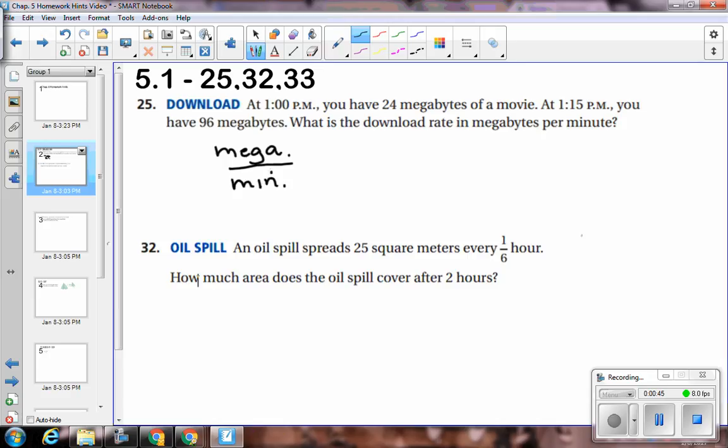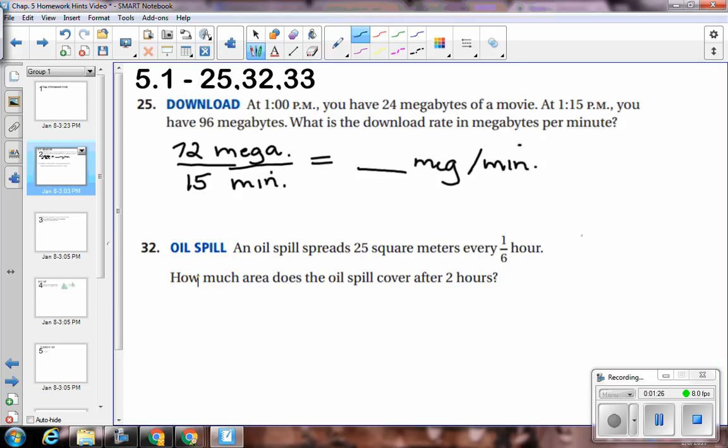So for the megabytes, we have to find the change in megabytes from the start of that time to the end. So we would take 96 and subtract 24 to get that number. For the denominator, we have to find the change in time from 1 o'clock to 1:15. So that is 15 minutes. So in order to finish, we would just turn that into a unit rate and divide and find out how many megabytes that is per minute.